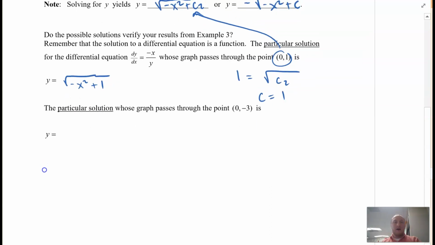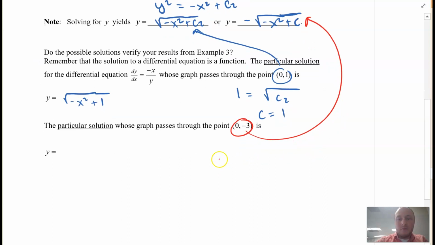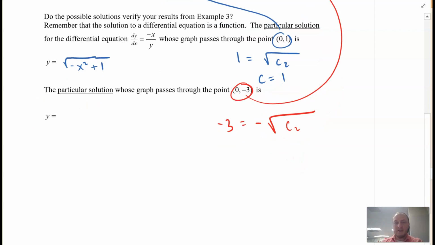Now we're going to do the same thing for the point (0, -3), and I'll plug that into this equation. So we get negative 3 equals negative square root of negative x squared plus c, where the x squared is 0, so nothing happens there. After we square both sides, we get c equals 9. So here is our particular solution: negative square root of negative x squared plus 9. And there you have it.